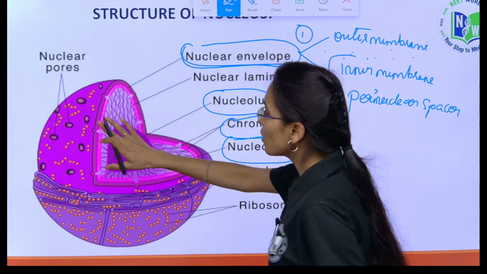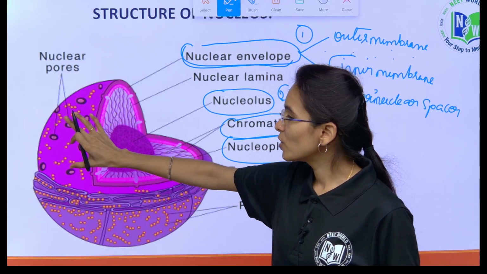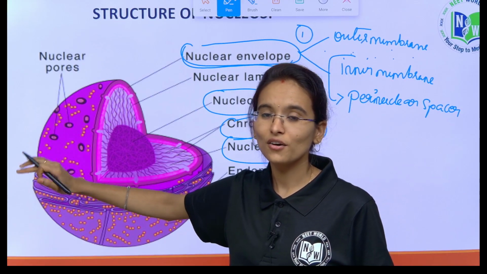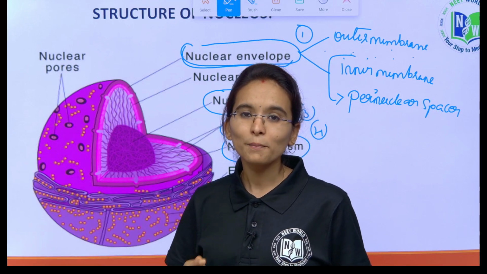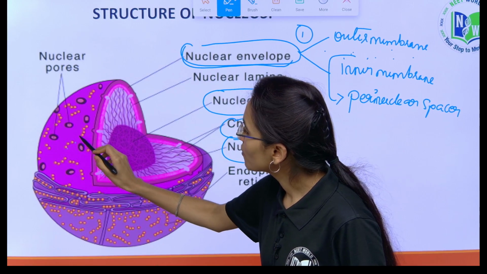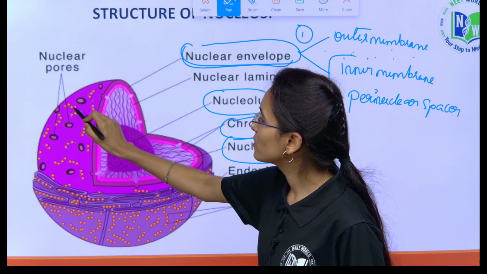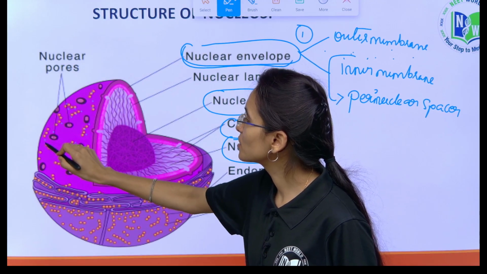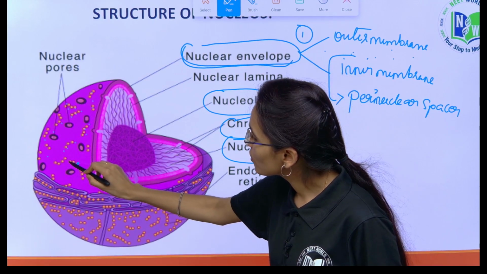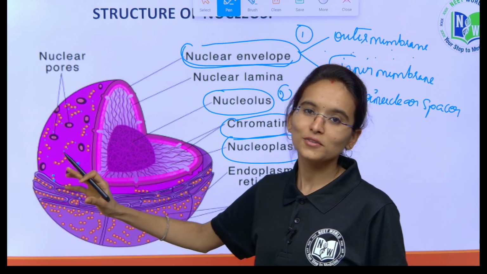Okay, so now if you see the external structure of the nucleus, it is somewhat rough. It is going to appear rough in structure. Why? Due to the presence of ribosomes. Why, children? Why is it rough in structure when we see from the external side? Due to the presence of ribosomes. See here, these are all yellow colored dots. Can you see here? These are ribosomes.